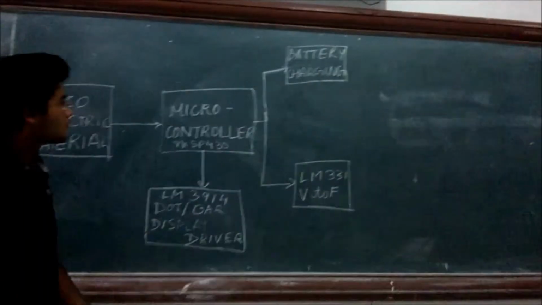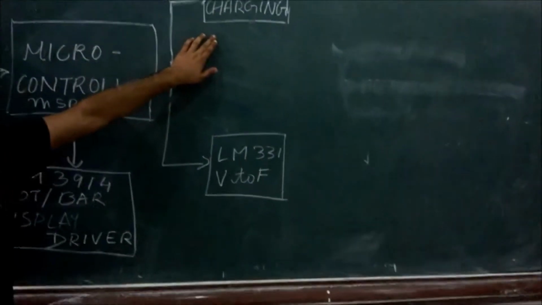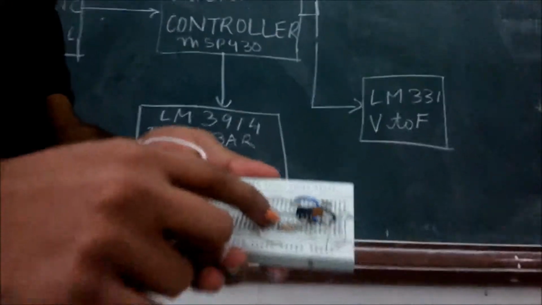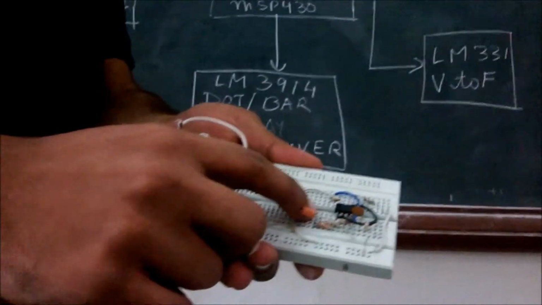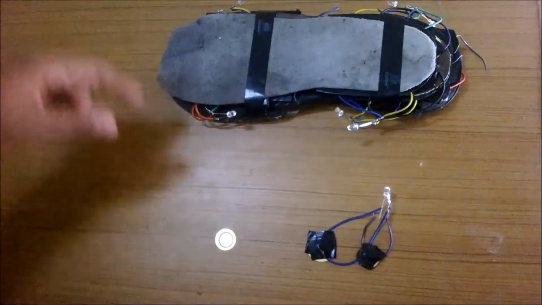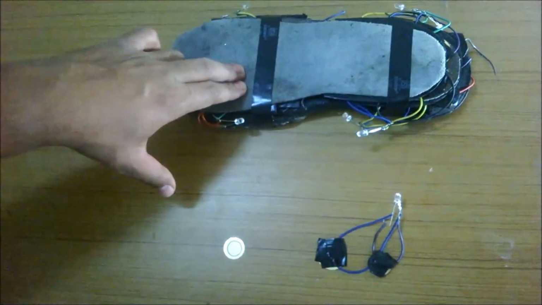Then this control output can be fed to two applications, the first one battery charging circuit and the latter one LM331 voltage to frequency converter. Here this is the circuit. The output from the voltage to frequency converter can be fed to further applications such as signal transmission. This is the design through which we have expected to extract the energy.